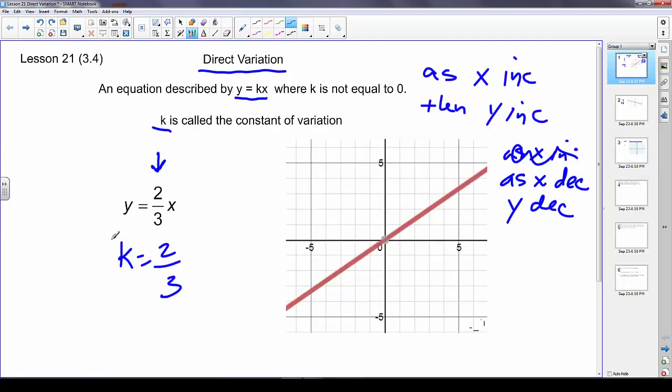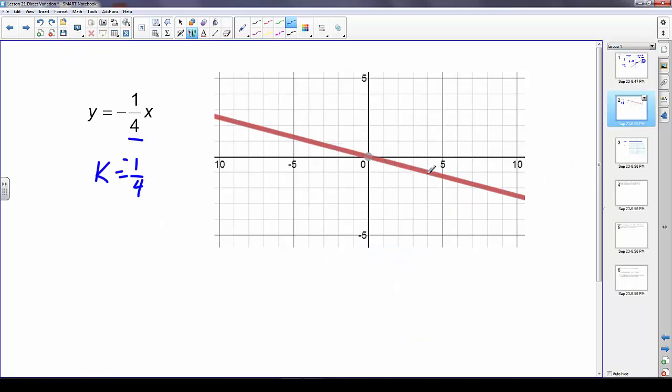And let's look at the variation constant of 2/3 here. If we take a look at the slope of this line, here's another point on that line, and if I go up 2 and over 3, we have a rise over a run equaling 2/3, which is our slope, or the change in y over the change in x. We look at the second slide, and we find another point that line goes through. It appears that here's one right here, and if I were to go down 1 and over 4, there again is our slope.